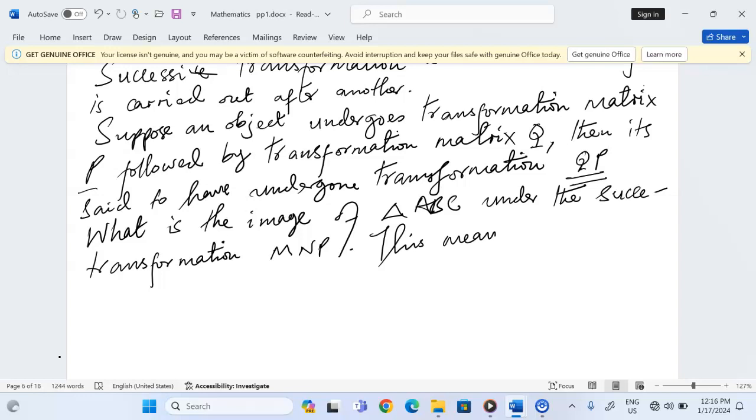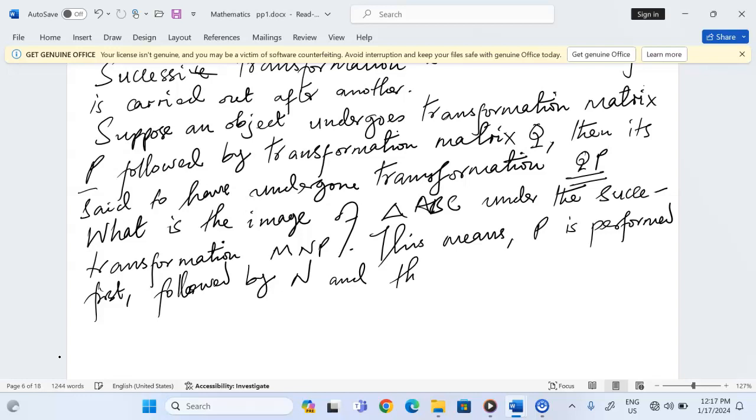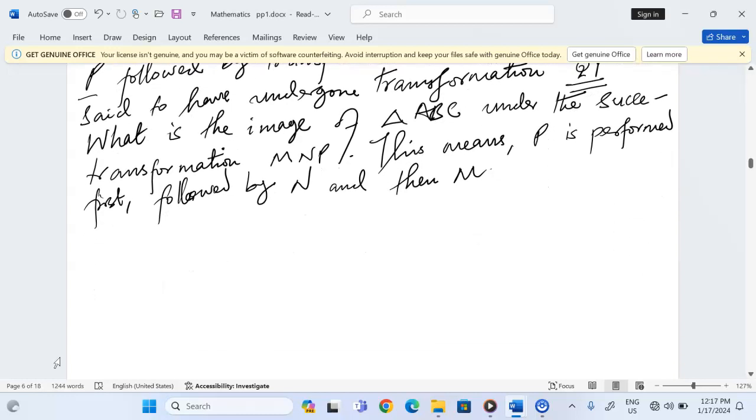This means P is performed first, followed by N, and then M. We finish by M. Therefore, we start by transforming the triangle through transformation matrix P, then N follows, and finally M. So that is what it means to undergo successive transformations.